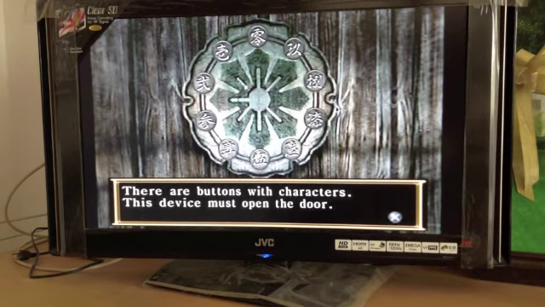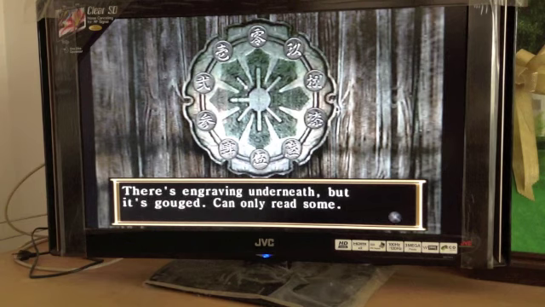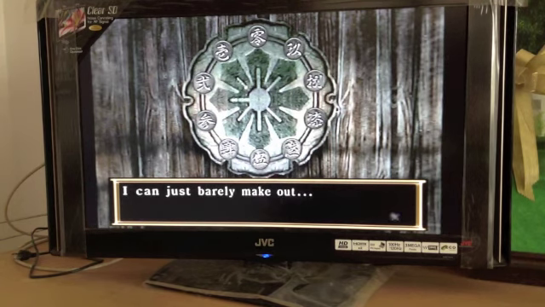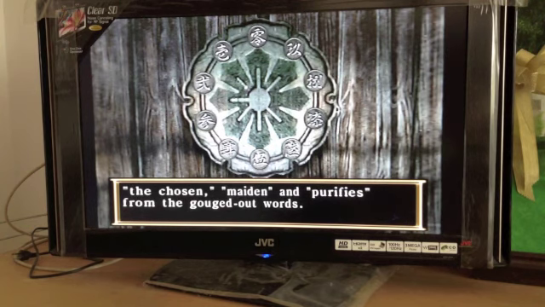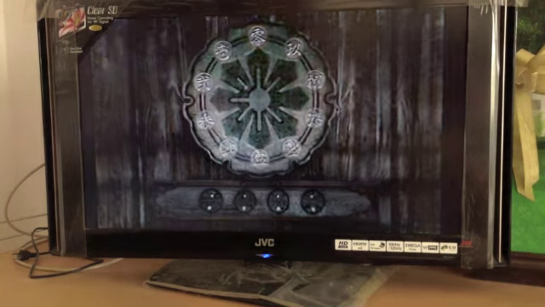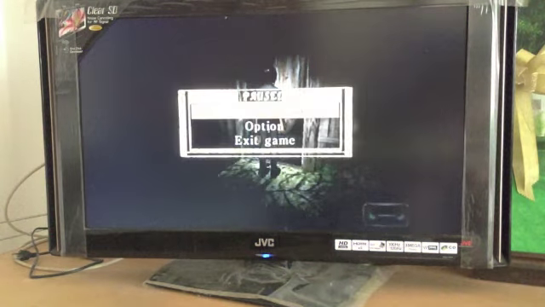There are buttons with characters. This device must open the door. There's an engraving. I can just barely make out: the Chosen, Maiden, and Purifier. Okay, that helps a lot. Okay, let's see my notes again.